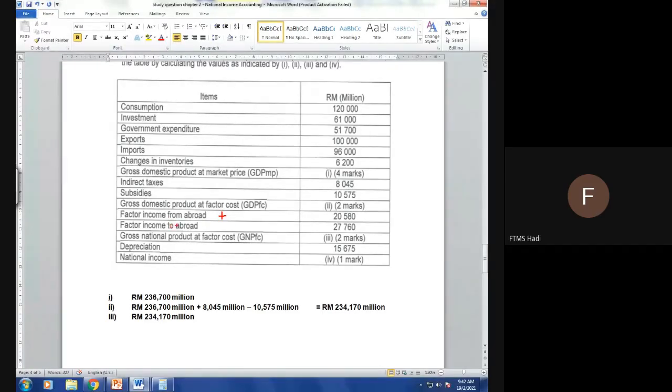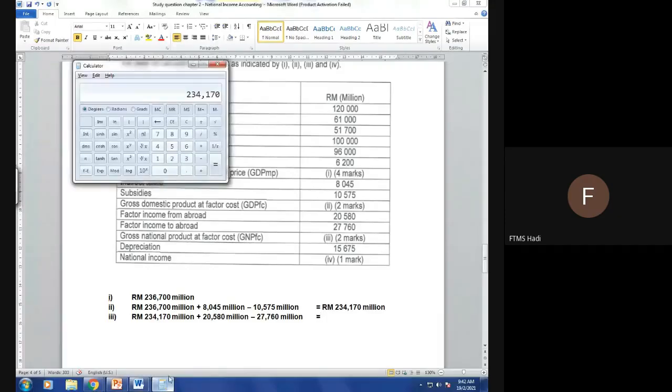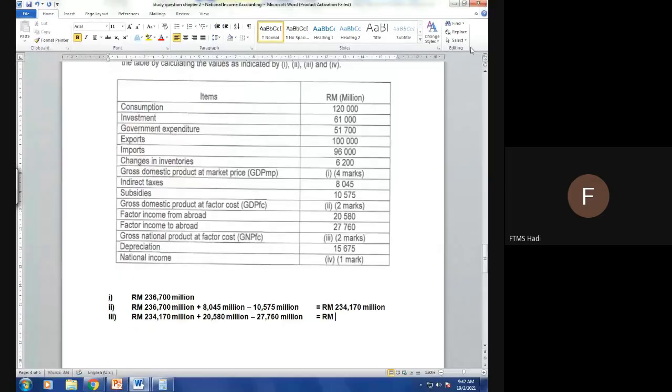So plus with 20,580 million, minus with 27,760. Okay, so you get the answer of 234,170 plus 20,580 minus 27,760. You get 226,990. So this is question number 3.